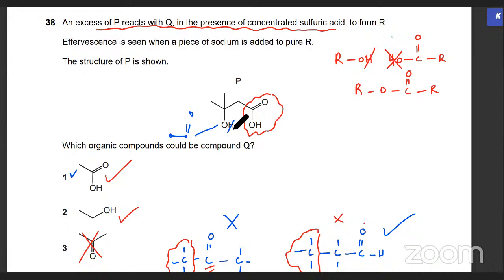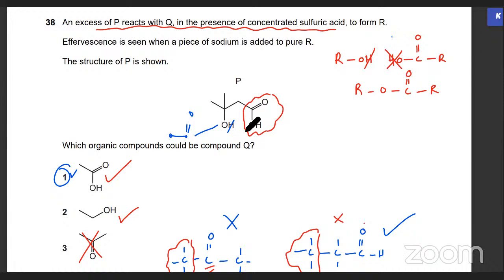So that's an ester. This is the compound R. P and Q will react to form R. So that's your R, that's option number 1. Effervescence is seen when sodium is added, because sodium reacts with acids. This is a carboxylic acid that's still intact, and metal plus acid produces H2 gas. So there's going to be a reaction and effervescence will be seen, right? So this means the first one is correct.